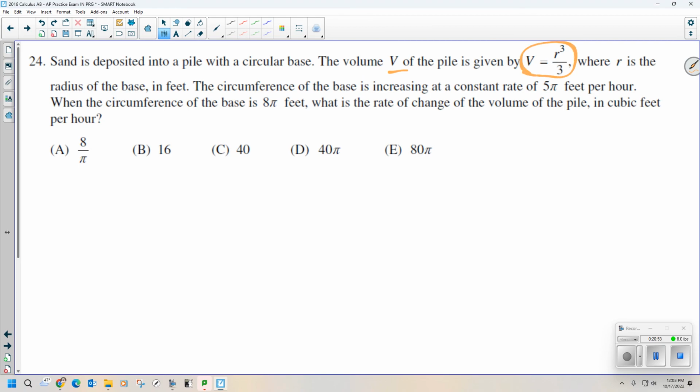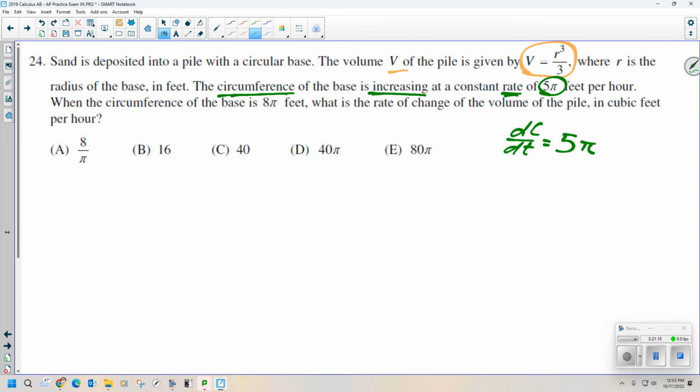Here's volume. Volume is this. That's probably going to come in handy. All right, where r is the radius in feet. The circumference of the base is increasing. That tells me it's a rate. Circumference rate. Oh, and it says rate here of 5 pi. So dC with respect to time is 5 pi.